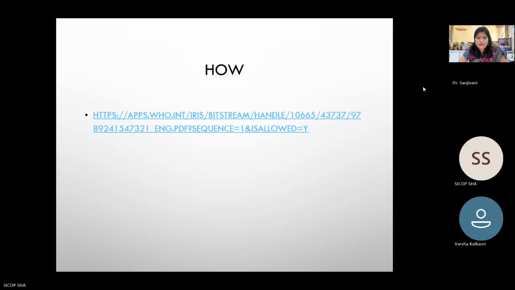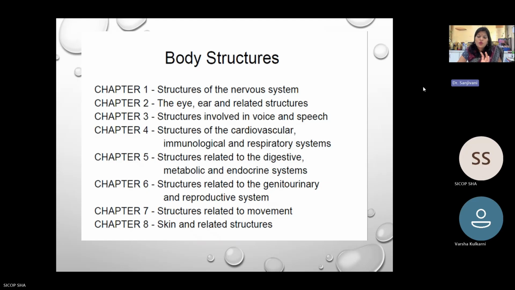Next. Now this is the one site which I will cover last, because of sharing issues. So this is the ICF book in which all your content, codes and all that is given. Okay, go for next. So now how will we see it one by one.